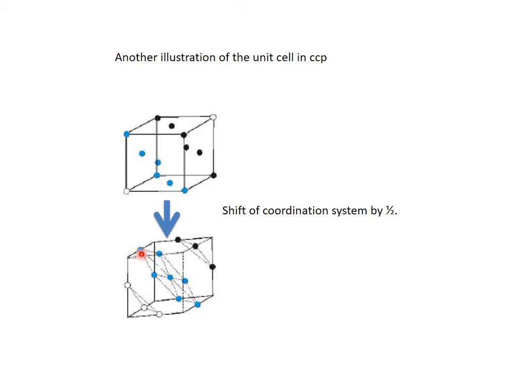These atoms would represent layer B, and then we would have these black atoms on the edge centers. These black atoms would represent layer C. So both unit cells are equivalent, they are just different views. In the second unit cell, the coordinate system is just shifted by a half in one direction.